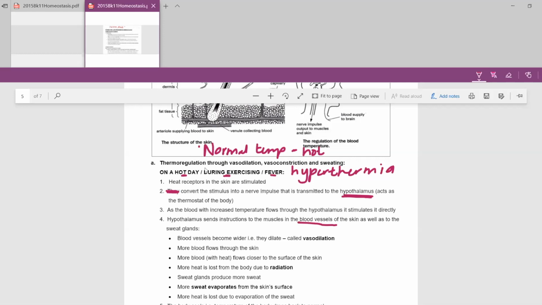And when you're answering this in the exams, you will always talk about the blood vessels first. Now, the blood vessels become wider. Now, if I draw the skin, and if I draw the blood vessels, so this is the skin, this is the outside.